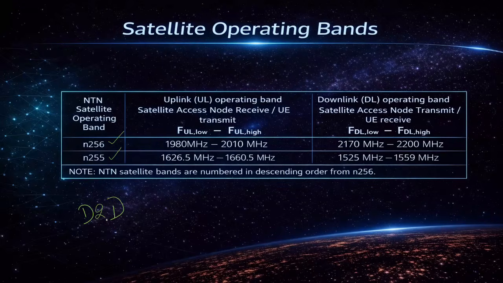So this is N255, which is L band, and this is N256, which is S band. As I said earlier, both bands support D2D. Both bands support handheld devices, right? So here in N256, our uplink is between 1980 and 2010. In N255, our uplink is between 1626.5 and 1660.5. And these are the downlink frequencies for N256 and N255.